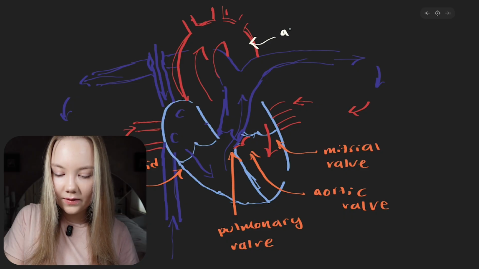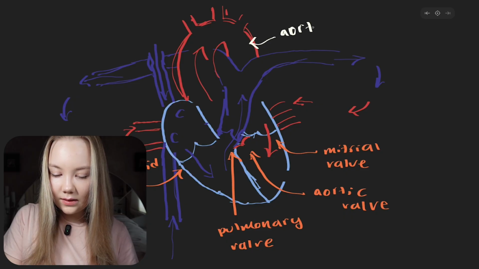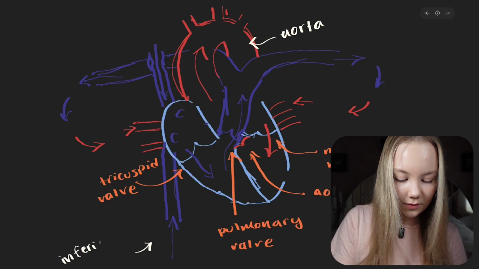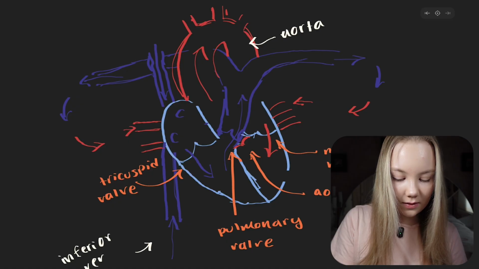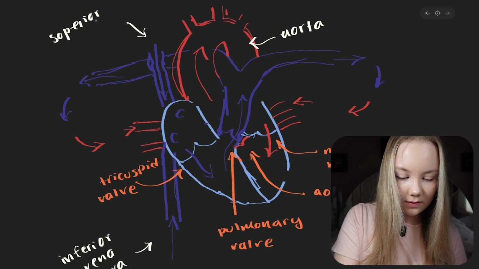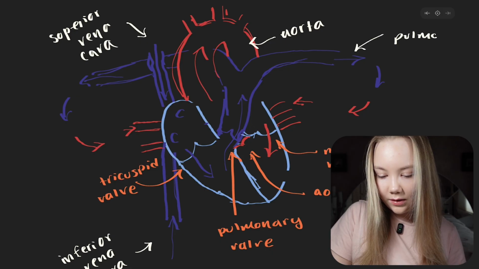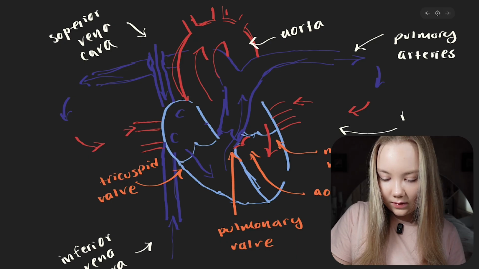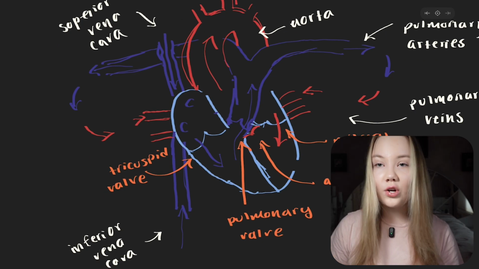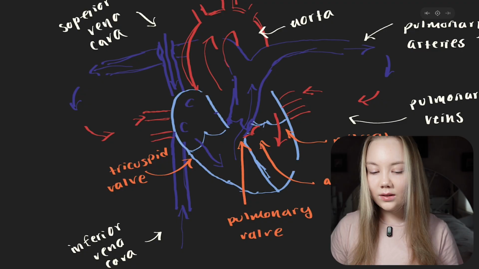Labeling the main blood vessels, this is going to be the aorta. This is going to be the inferior, referencing below, inferior vena cava. And this is going to be the superior vena cava. And then these, of course, are the pulmonary arteries carrying deoxygenated blood. And then these are going to be the pulmonary veins carrying oxygenated blood. So this is a general overview of how blood is flowing through the heart.